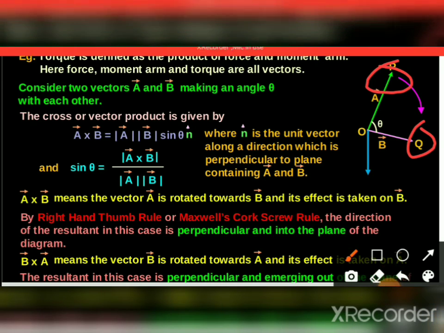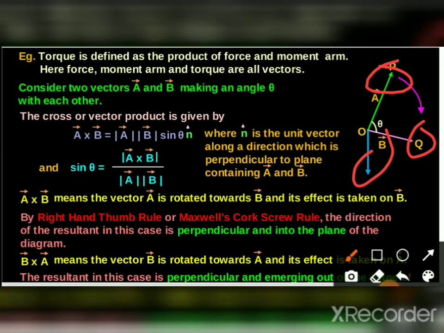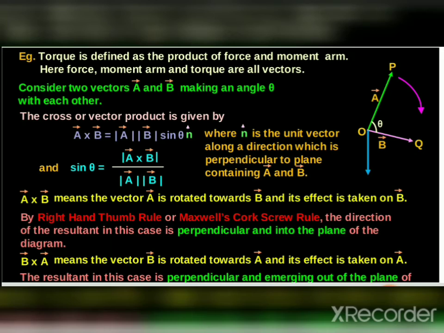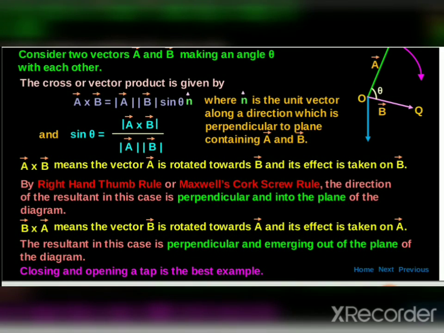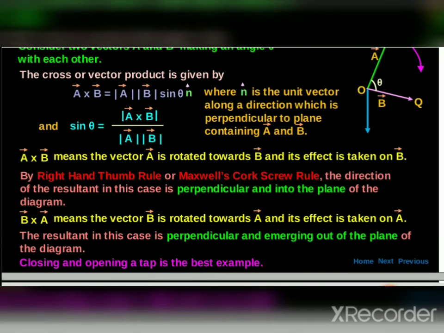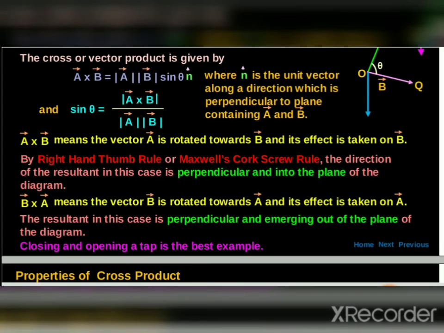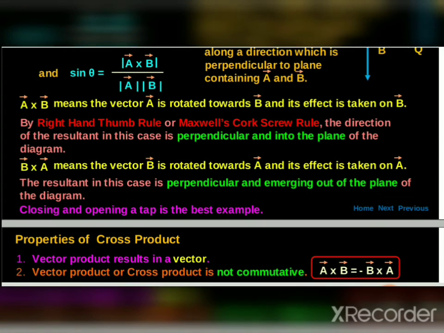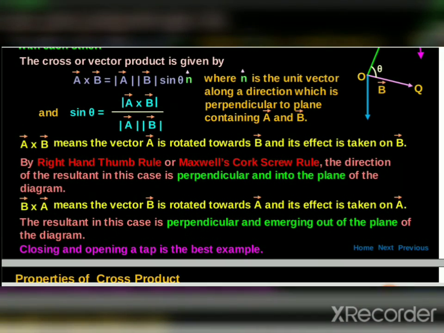this vector and this vector is also in the motion, so it will change the direction as per your sine theta. Okay, now a cross b means vector A is rotating towards b and the effect is taken on b. By right hand thumb rule or Maxwell's screw rule, the direction of the resultant is perpendicular to the plane in the diagram. B cross A means B is rotating and A is affected in that same situation, depends on each other. Closing and opening of the tap is the best example.